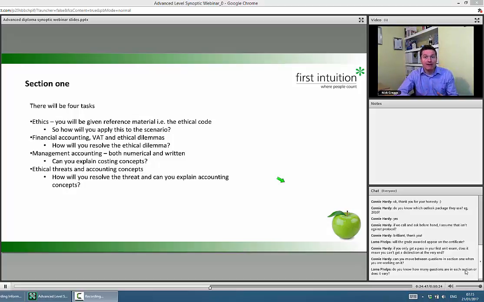So like financial accounting, maybe there's been an error in the accounts and there's been an underpayment of income tax, say. What will you do about that? You'll inform the client. You'll probably submit a serious report to the National Crime Agency because you suspect money laundering. Then you would have to resign from the client. That's the sort of thing that would come up.